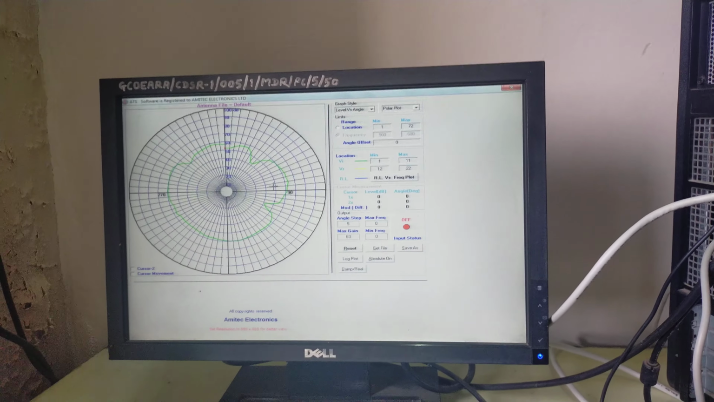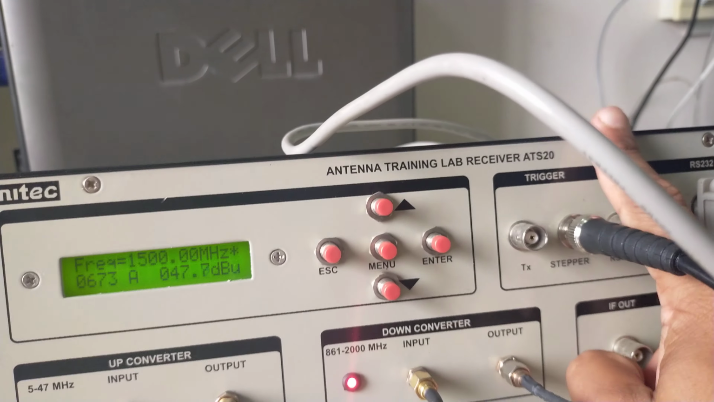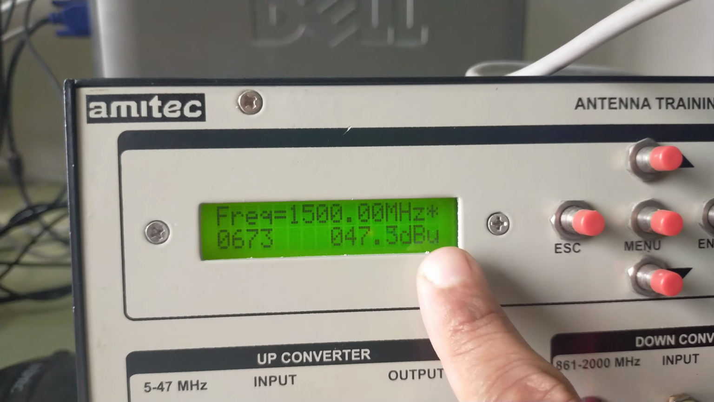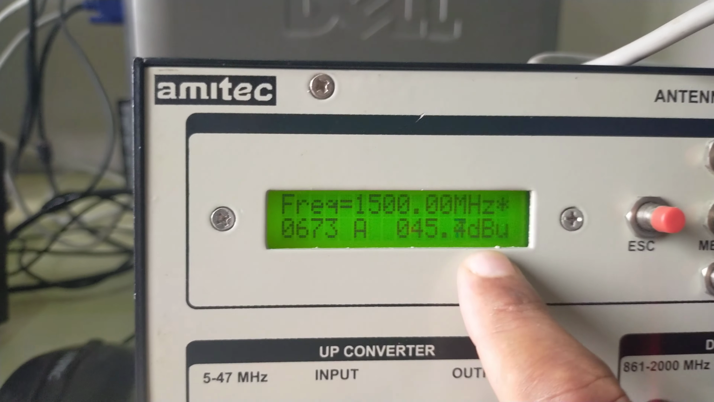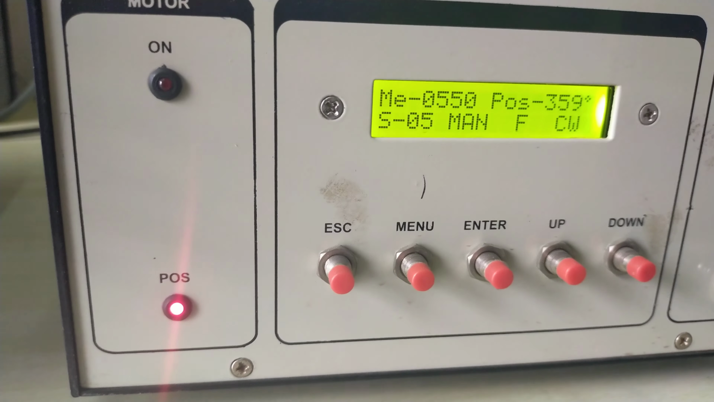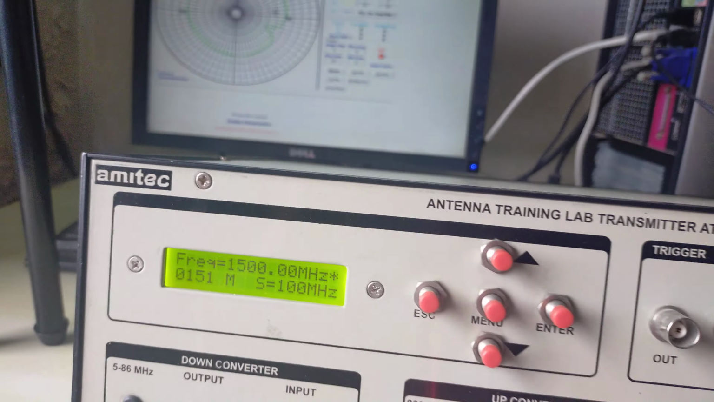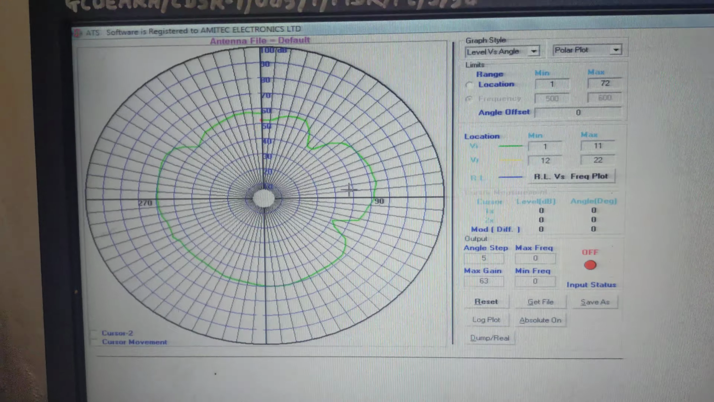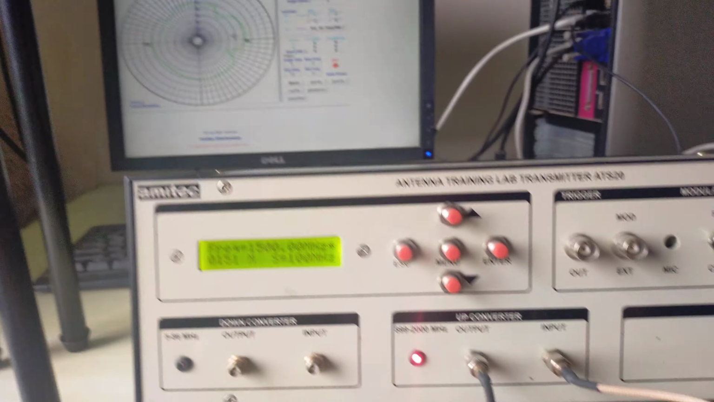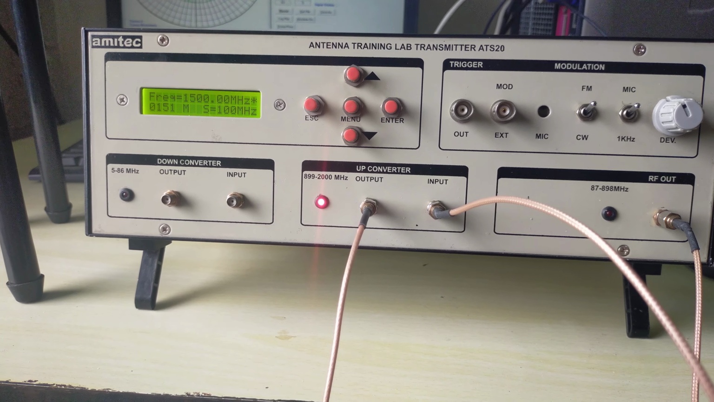So in this practical we have studied the radiation pattern of a microstrip patch antenna, and manually you can take the readings at this receiver. This is the receiver, and here the received signal strength varies according to the stepping angle, that is 5 degrees: 5, 10, 15, up to 360 degrees it is rotating. You can also take manual readings, and you can observe the graph on the software, that is the AMI Tech software. So this is an experiment on the radiation pattern of a microstrip patch antenna. Okay, thank you.